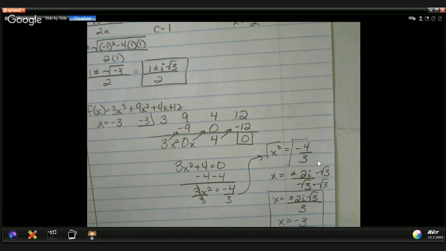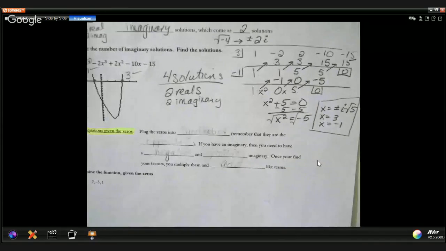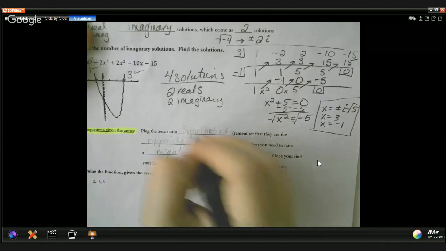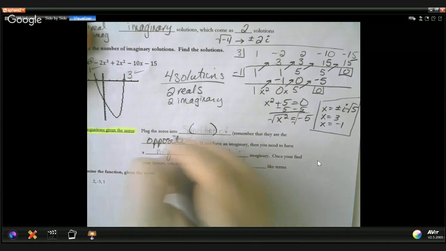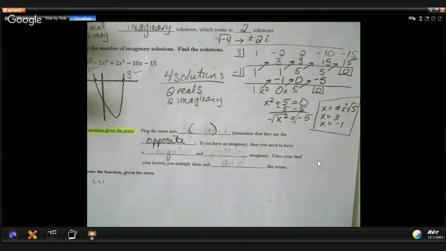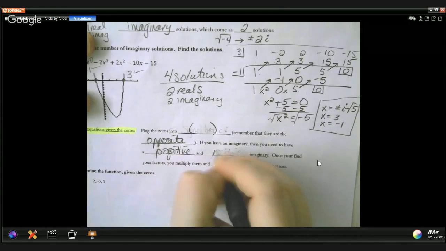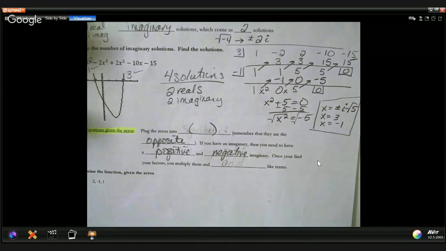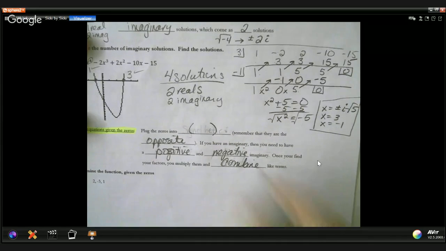All right, let's go back to our last problems. To write equations, given the zeros, the first thing you do is you plug the zeros into the parentheses. And remember, it's the opposite. If you have imaginary, then you need to have a positive and a negative imaginary. Once you find your factors, you multiply and combine your like terms. So what we're doing is we're going backwards.